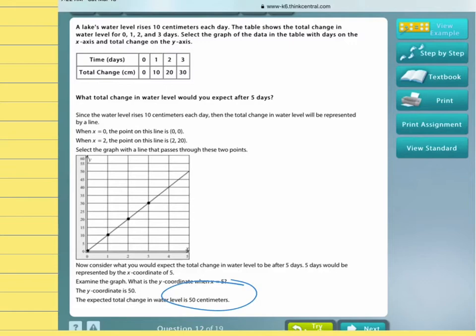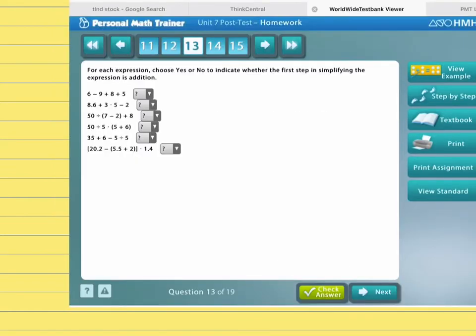Read the explanation, understand it, build mastery. Let's go. For each expression, choose yes or no to indicate if the first step in simplifying the expression is addition. So in order of operations, which is the first step is addition? Well, this one's not, because addition and subtraction are equal, and subtraction comes first. So subtraction will be first there.